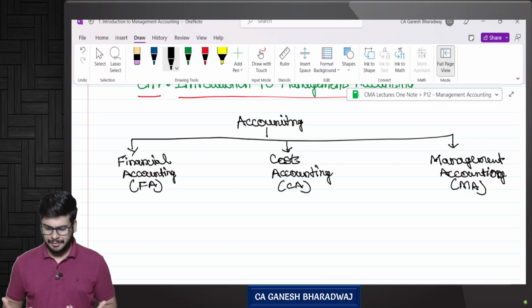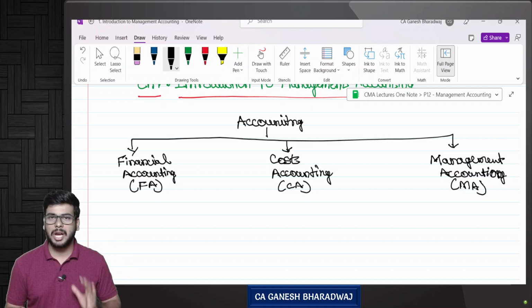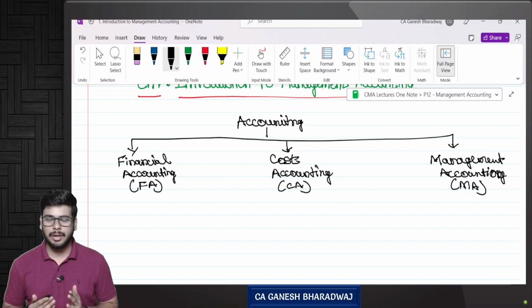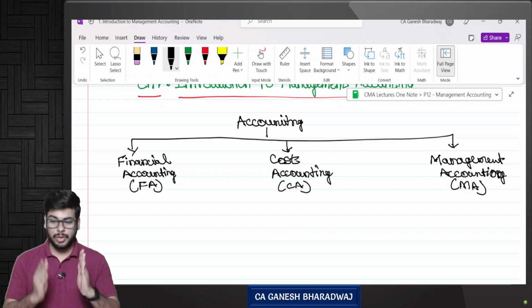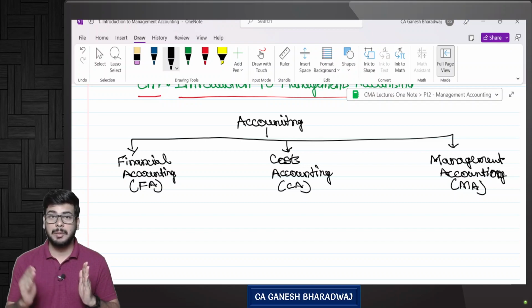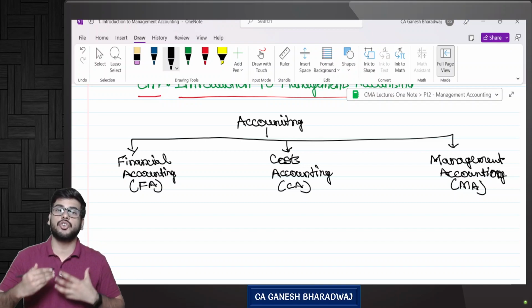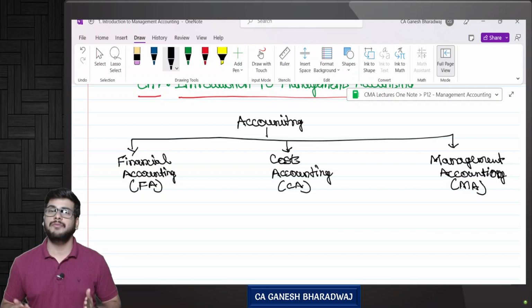Sir, why do we have these many types of accounting, classifications of accounting? Because each discipline or each branch of accounting has its own objective to achieve. Clear? So it is not like, sir, accounting is one. No, inside accounting there are multiple aspects, multiple branches of accounting. Each branch has its own objective to fulfill, and that is the reason why we have different branches of accounting. Are you clear with this?